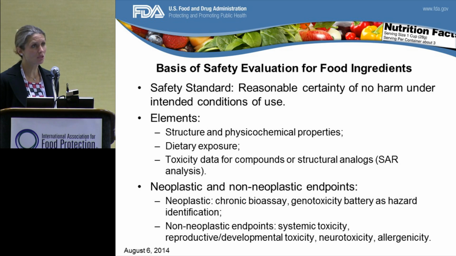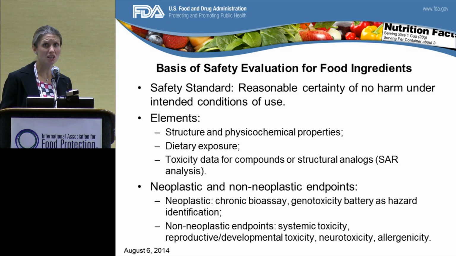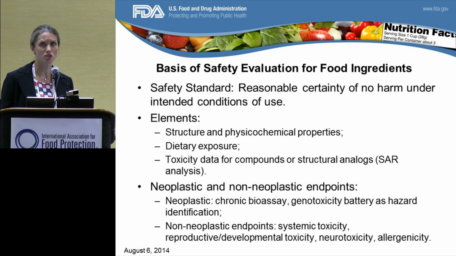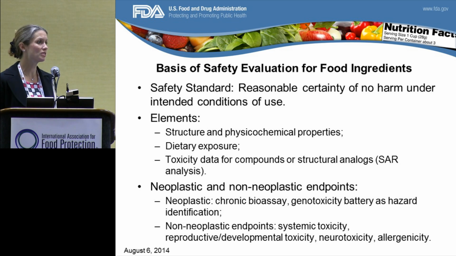And then we look at both neoplastic and non-neoplastic endpoints. We consider carcinogenicity to be the most sensitive endpoint and the most concerning endpoint. We do not use a threshold in our evaluation of carcinogenicity most of the time. And we do use genotoxicity assays, in vitro assays, and in vivo assays as hazard identification for that endpoint. And we also consider non-neoplastic endpoints, such as developmental toxicity, reproductive toxicity, and neurotoxicity as appropriate. Allergenicity if it's a protein.